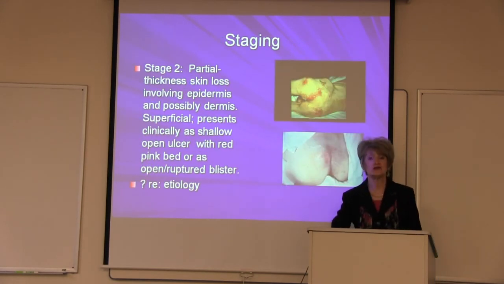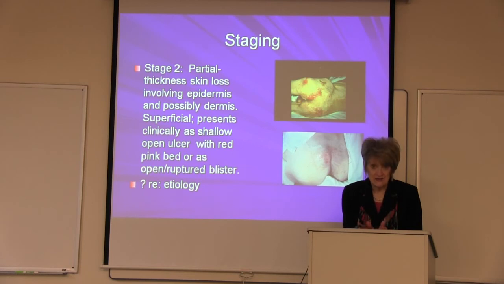Stage 2, lots of controversy about stage 2. Current thinking is that stage 2 lesions practically always, if not always, represent top-down injuries caused by friction or moisture or a combination. Many clinicians believe there is no such thing as a stage 2 pressure ulcer. So this is an area of controversy and unresolved questions.